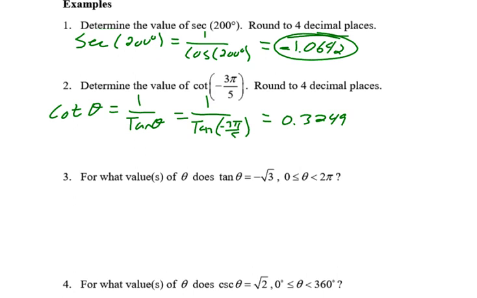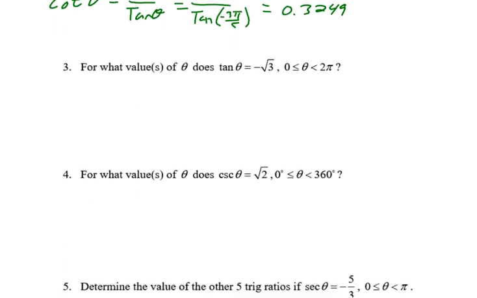Plug it all in. All right, so those ones are pretty straight up, just plugging them in. They get a little tougher here now. We have to start kind of thinking about our unit circle for these ones now. So it says, for what value or values of theta does tan theta equal negative root 3?